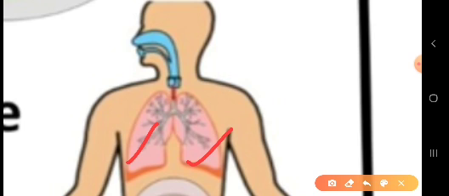Lungs are a pair of spongy, air-filled organs located on either side of the chest. So they are present on both sides of the chest, which helps us to breathe. Children, as we are living beings, we human beings breathe through the nose, and then the air goes into the windpipe or trachea, and then it enters the lungs and helps us to breathe.